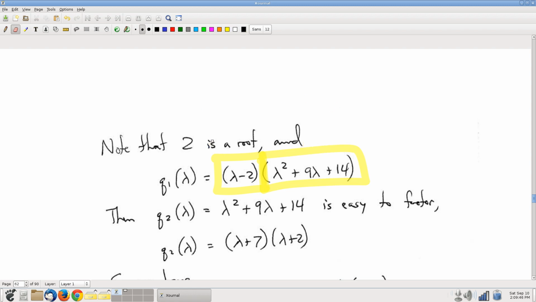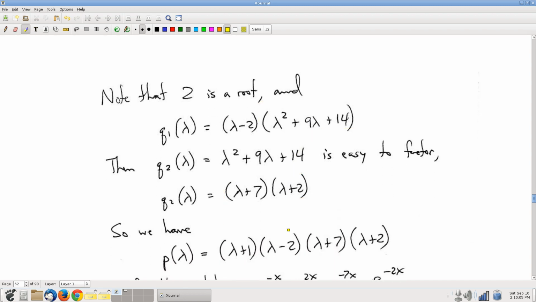Now notice we've made a lot of progress here. We had been dealing with a quartic, and now we've got it down to just dealing with a quadratic. Quadratics are easy to factor. This quadratic factors like that. Again, you can use the quadratic equation if you like, or you can play the guess and check game, which is a little easier in this case.